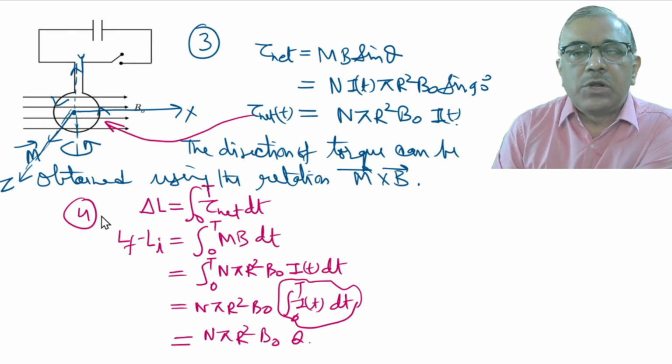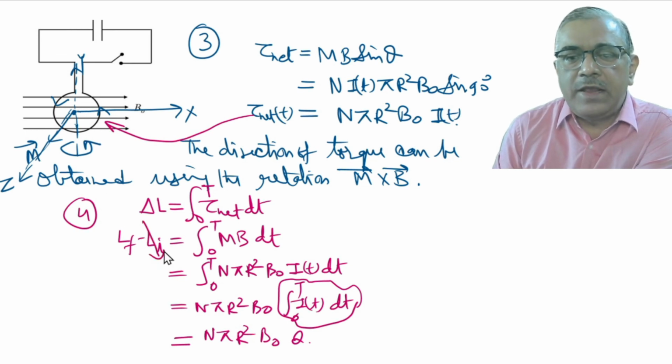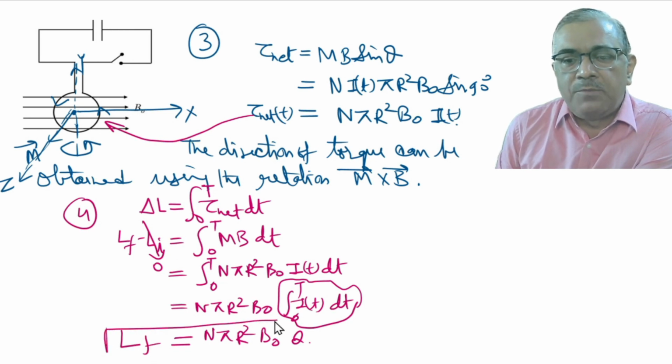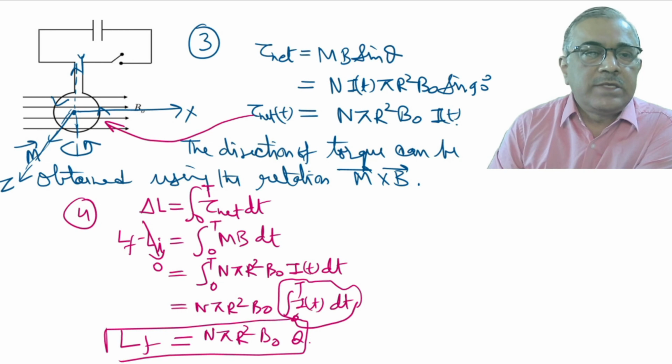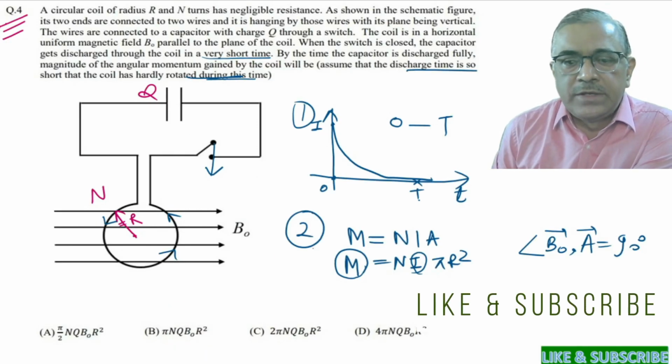Initially, the circular coil was at rest, and hence L initial is equal to 0. So the final angular momentum should be given by this expression, and hence let's check the choices. So it appears the B option is correct.